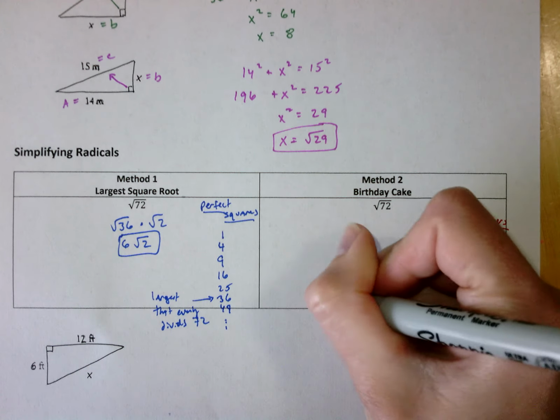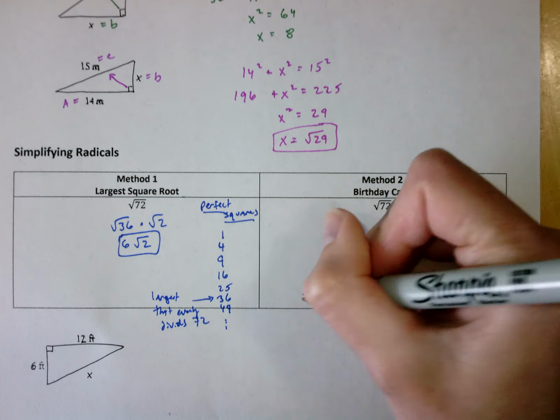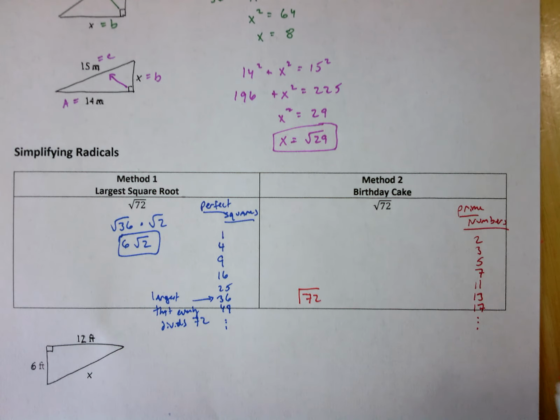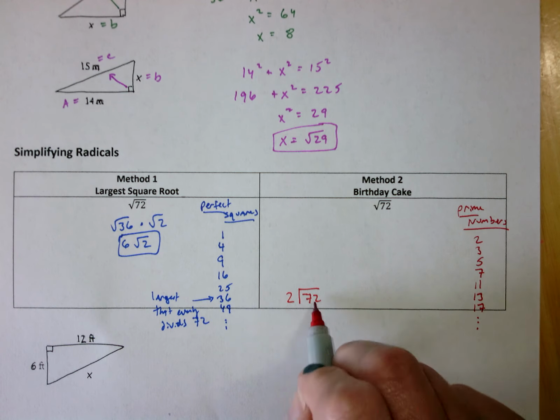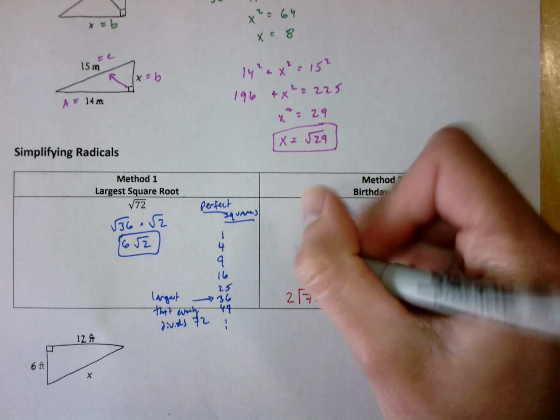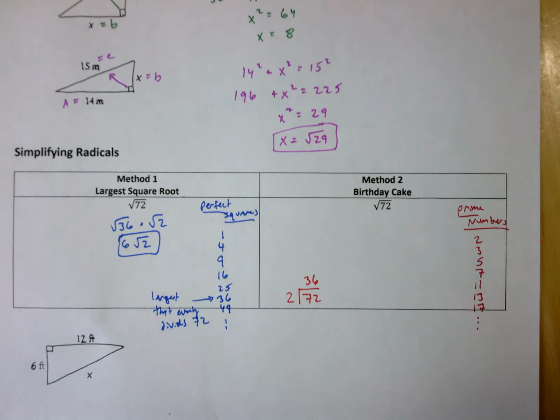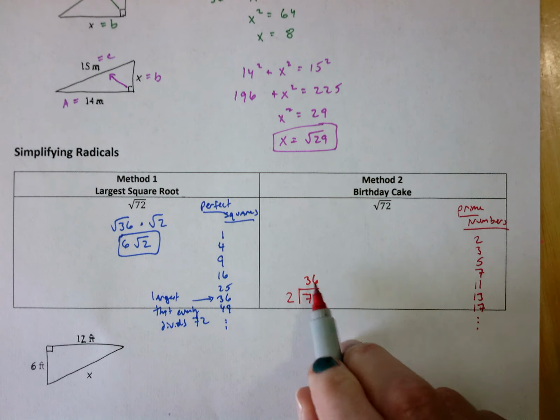Okay, so I'm going to come down here. I'm going to start with 72, kind of at the bottom. I'm going to draw a little division symbol, like how you did long division when you were a kid. And I'm just going to find any of these that evenly goes into 72. 2 does, right? 72 is even, so I know 2 goes into it evenly. So I'm going to put the 2 here. 72 divided by 2 is 36.